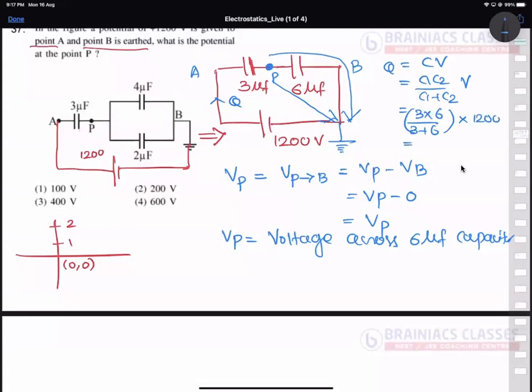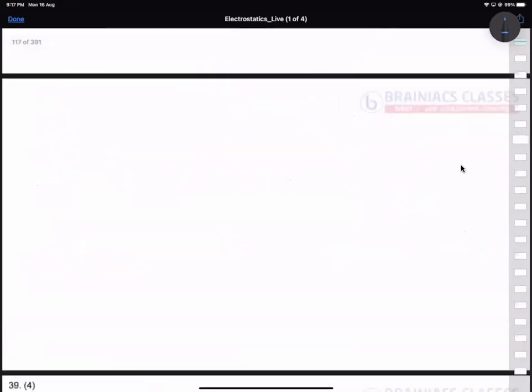So what we'll get here is 3 into 6, 18. 18 divided by 9 is 2. So 2 into 1200. Numerator multiplication, denominator addition. So one more 10 power minus 6 will be there.